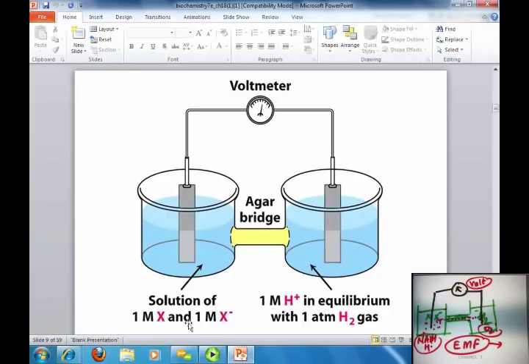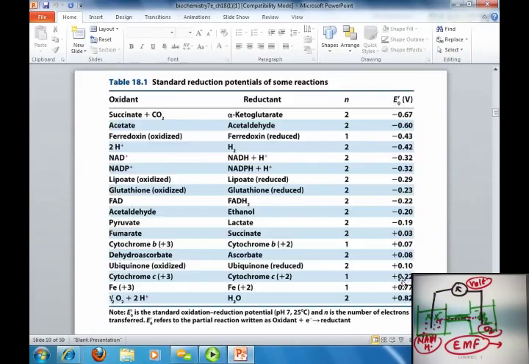Here you can see the 1 molar solution, another 1 molar. Here are the electrode and voltmeter, and this is the acceptor, H2 gas and H plus in equilibrium. At equilibrium, when the electrons are moving and the circuit is complete, you get a current here. Now, if I measure this with succinate as the oxidant and alpha ketoglutarate as the reductant, you get negative 0.67 volt as the E. Then acetate and acetaldehyde, and FAD, FADH2 as the reductant.